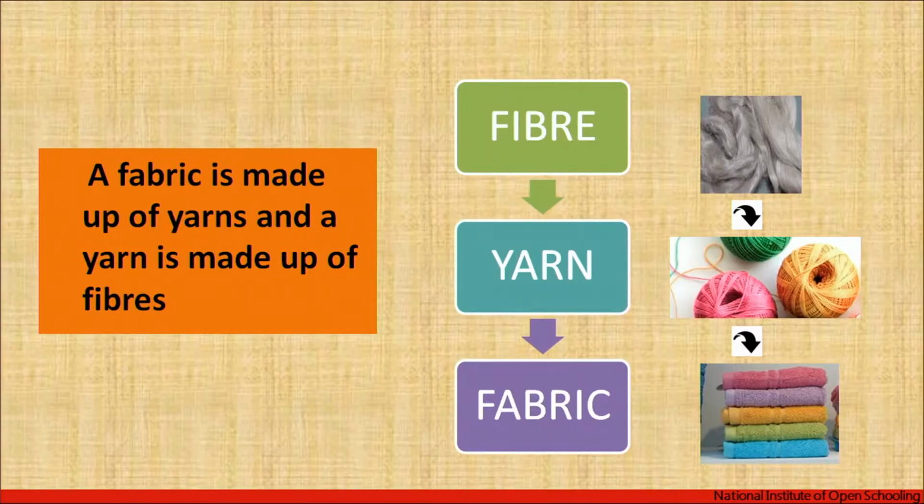A fabric is made up of yarns and yarns are made up of fibers. So we can say that the basic block is the fiber. After fiber we make the yarn and by using yarn we make the fabrics. In this video we will be discussing the fibers in detail. The rest of the videos would be discussing yarns and fabric.